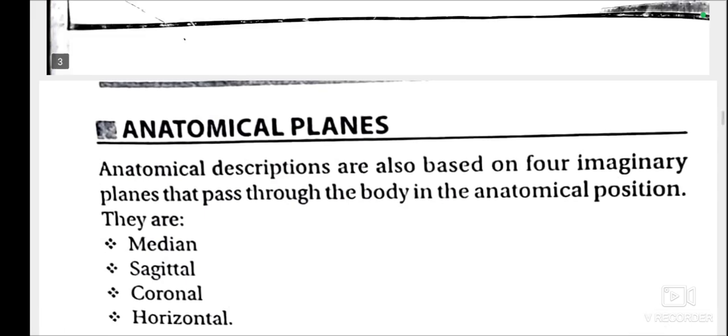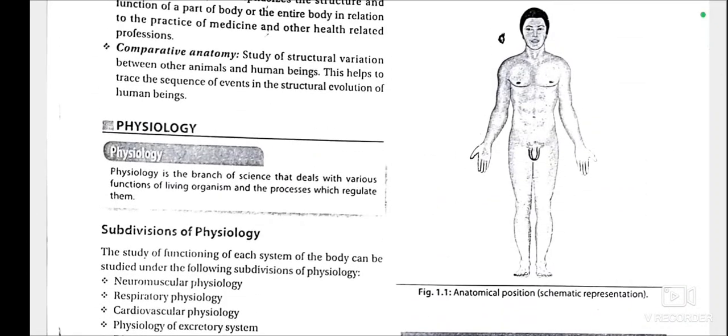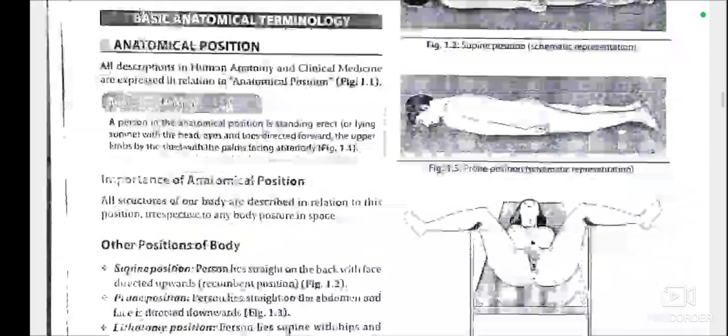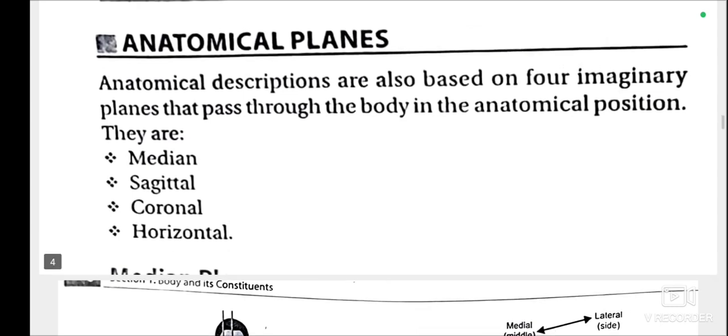You know the anatomical position. Once again, this is the anatomical position. In the anatomical position, there will be the passage of a slice or a section or planes. We can say anatomical plane or anatomical section. That is the median. Median and sagittal, there is no difference, they are similar. I will draw something about median and sagittal.